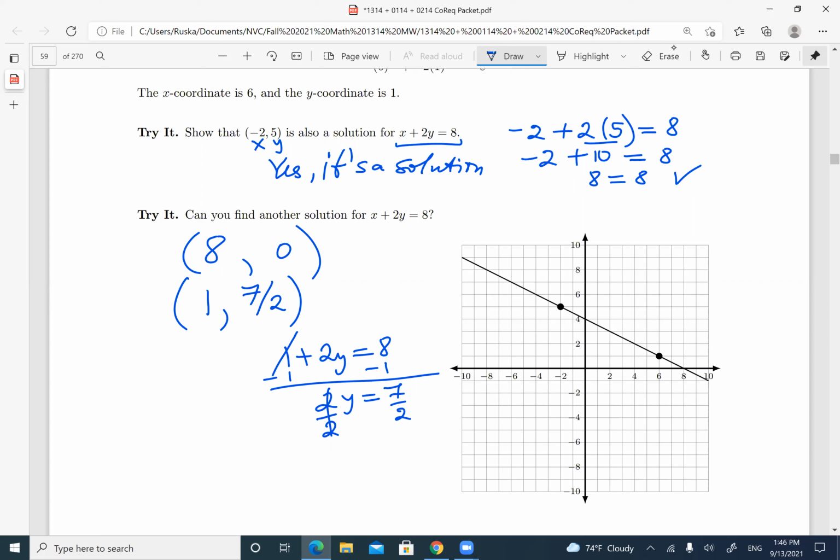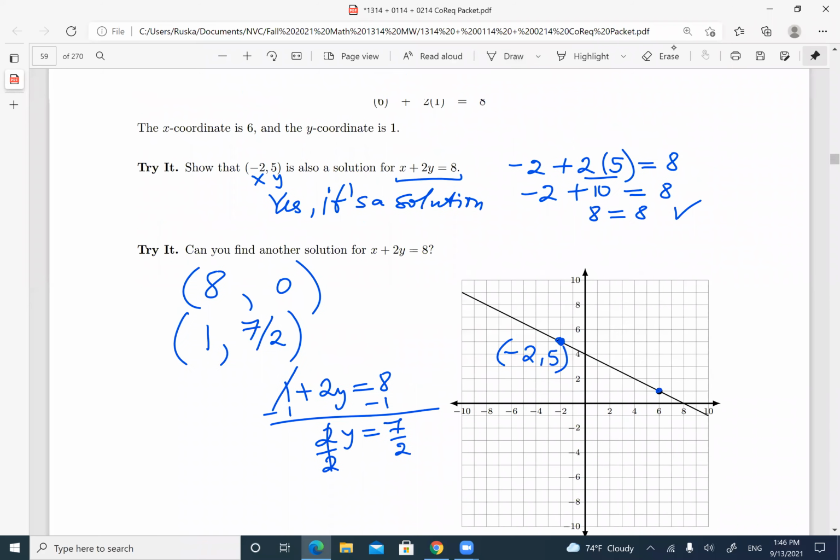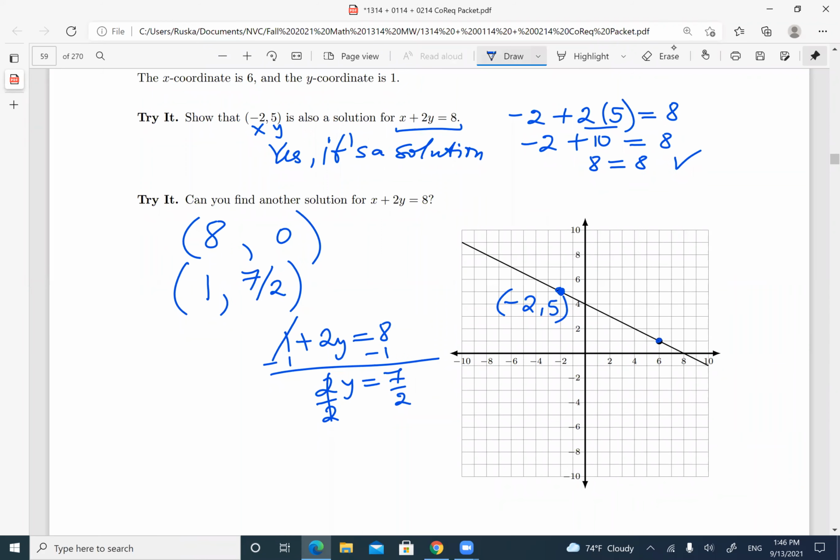And when you graph it, it's going to be a line that looks like this. The two points given are this one and this one. One of them is (-2, 5), and the other one was (6, 1). And we found another one, (8, 0), the one we just picked. And this point here is (1, 3.5), technically, because 7 over 2 is 3.5. So these are the points we have.